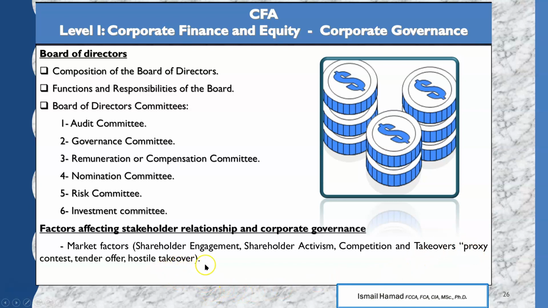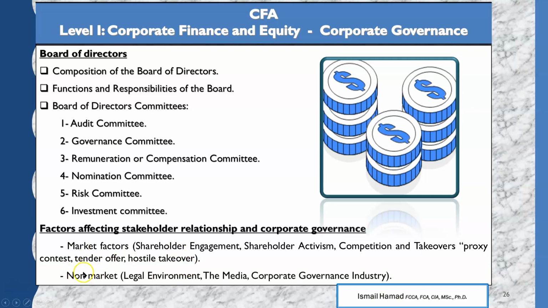The hostile takeover is a terminology used when another company, called a predator, tries to take over the company against the wish of the management. That is, the management is not approving this takeover for many reasons, maybe because they see the offer price is very low. So this is called a hostile takeover.